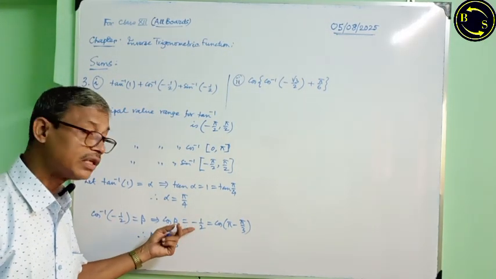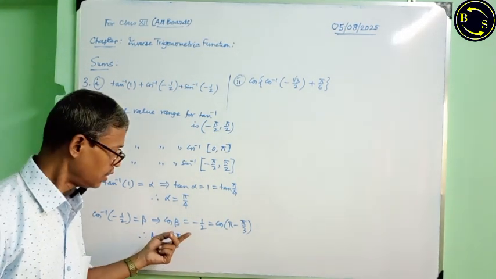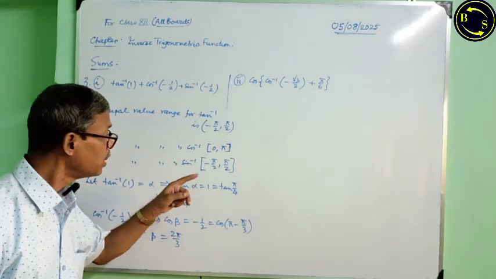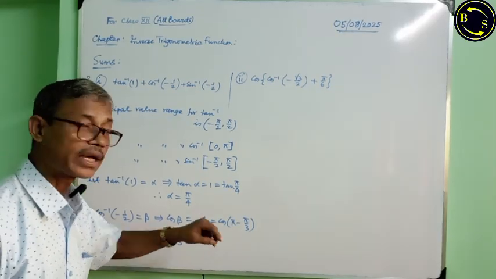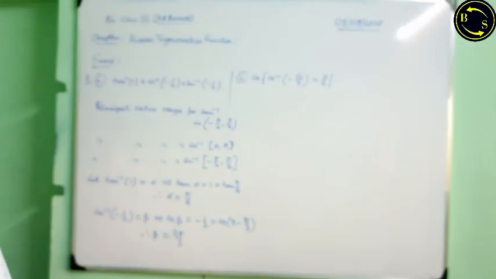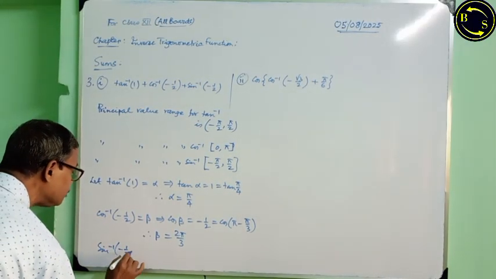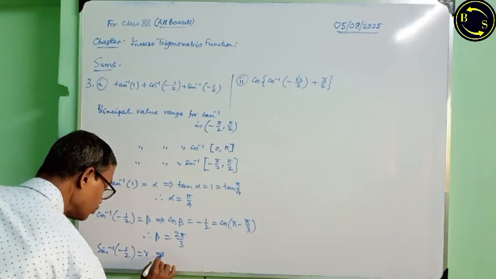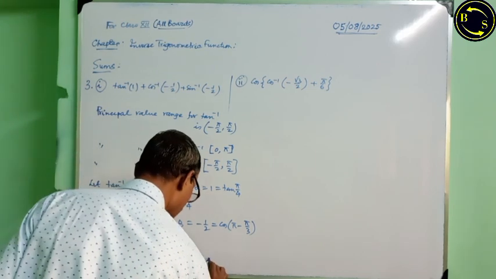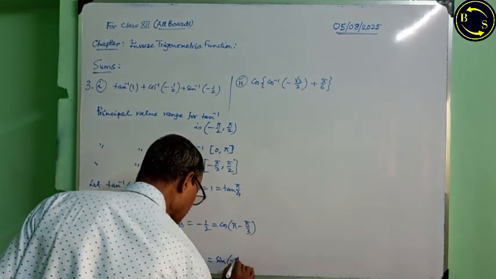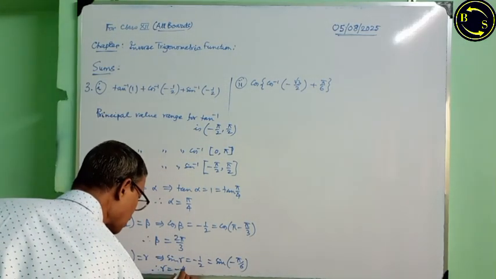Actually, keeping in mind the minus symbol, cos pi by 3 is half. Therefore, since the principal value range is this one, we have written cos within brackets pi minus pi by 3. Then for sin inverse, gamma, sin gamma is equal to minus half, sin of minus pi by 6. Therefore, gamma equal to minus pi by 6.